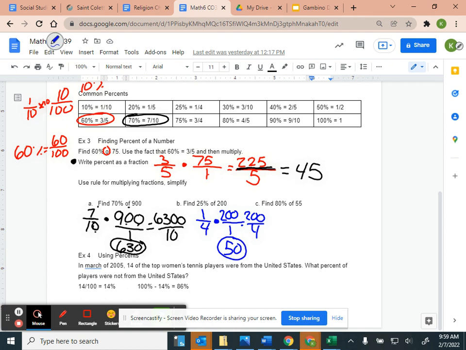So if 200 was my original number and I wanted to find 25% of it, 25% is less than half. So if I look at half of 200 is 100, my answer makes sense. It's supposed to be smaller than half of the number, and it is.